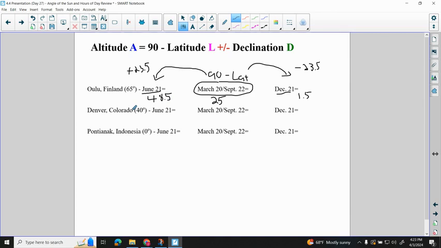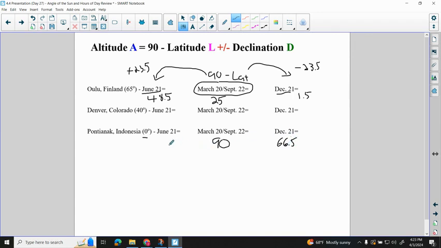Okay. If I did Indonesia, I'm going to skip Denver. I did that in the review last class. So on Indonesia, 90 minus latitude. Well, what's 90 minus 0? It's 90. And that should make sense because it's on the equator. And at the equator, the direct rays of the sun are on the equator on March 20th and September 22nd. When I go to the declination over here, I subtract 23.5. So 90 minus 23.5 is equal to 66.5. So still pretty high, even on the first day of winter.